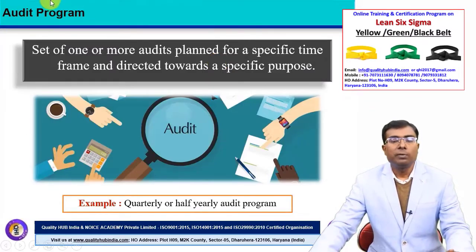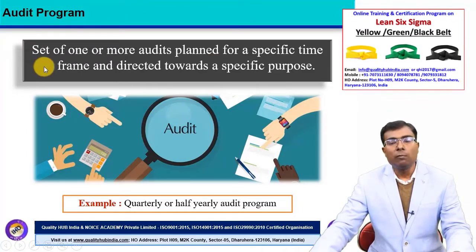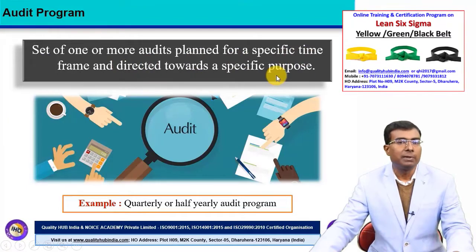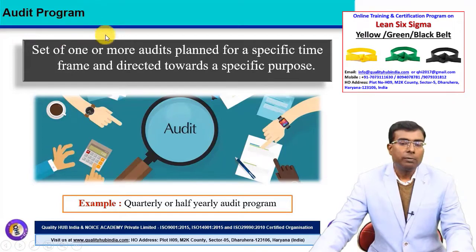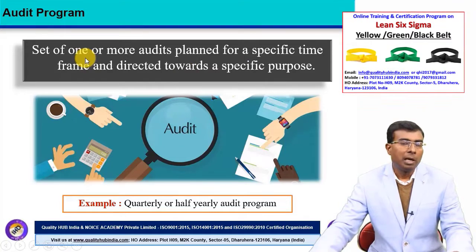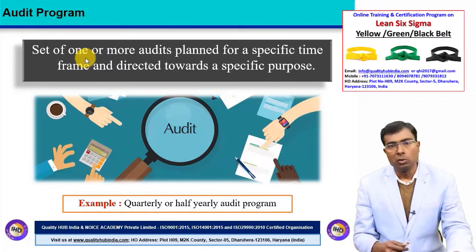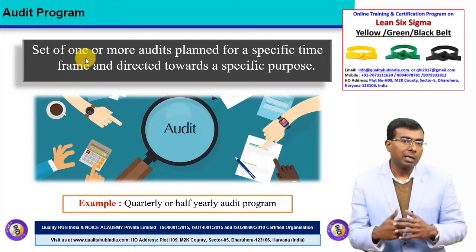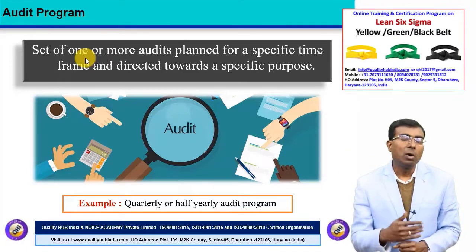So let's start. The first term is audit program, and the definition is a set of one or more audits planned for a specific time frame and directed towards a specific purpose. Since this is talking about a program, it would consist of a number of different audits. For example, an organization has a program for conducting audits, and they are planning to conduct audits on a quarterly or half yearly basis, and in each program they conduct audits for 8-10 departments. So a program would consist of multiple audits conducted by different auditors on different auditees.